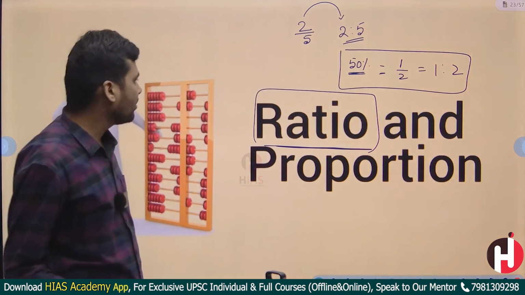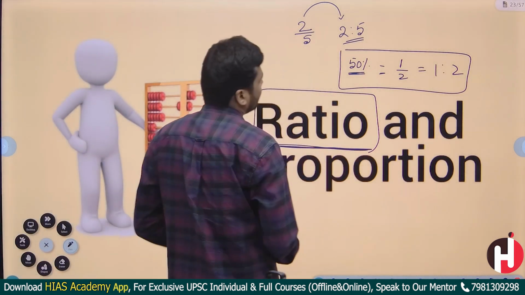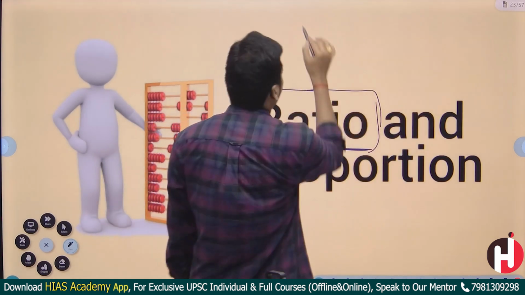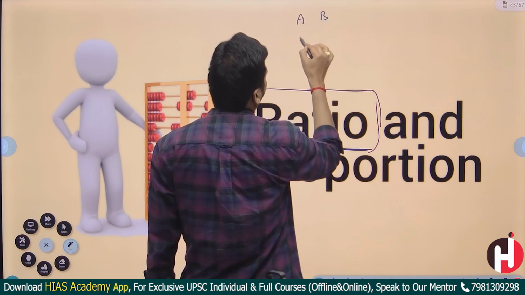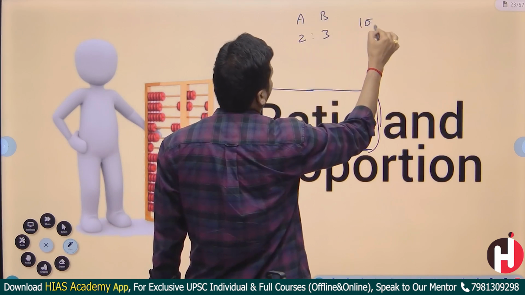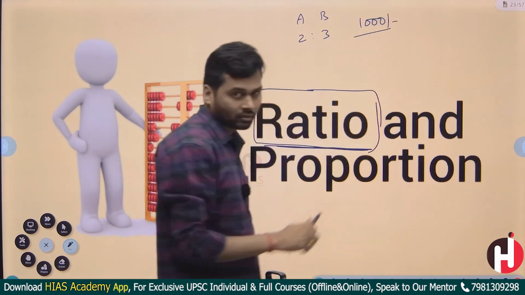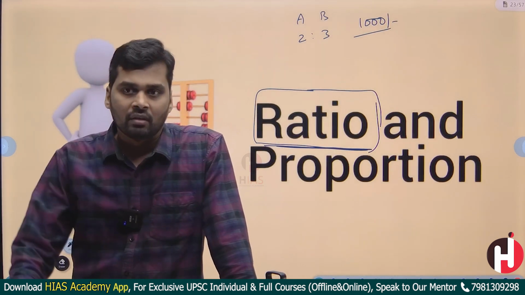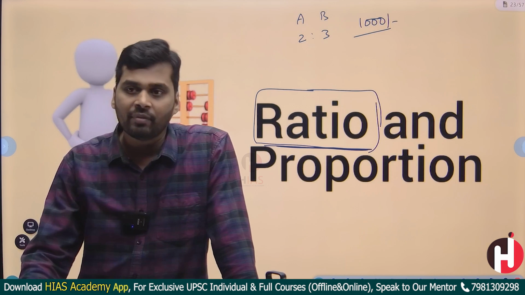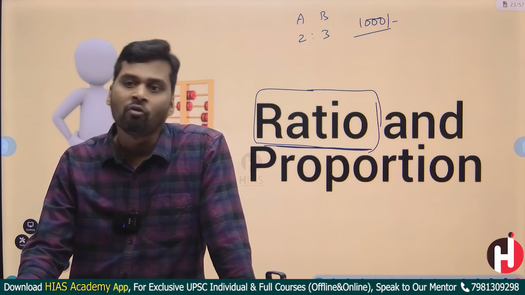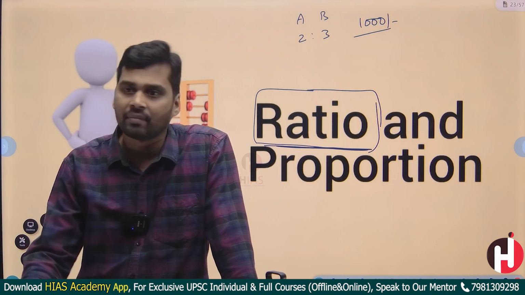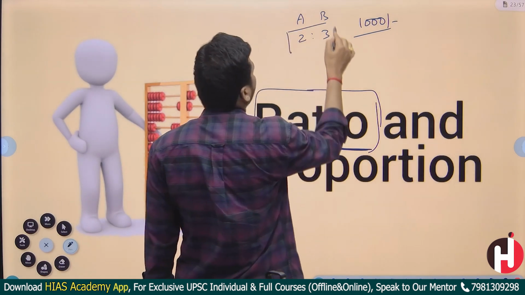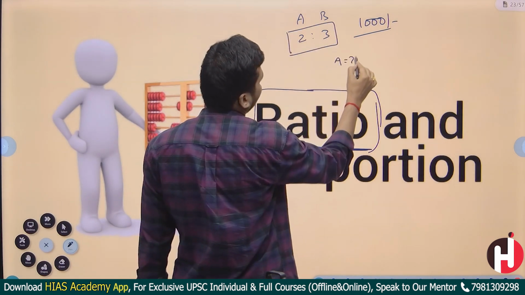Okay, so by the way, first we start from the ratios. Suppose A and B are two friends and they have 1,000 rupees with them. The ratio in which this amount is divided between A and B is 2:3. Then what is the amount taken by A and what is the amount taken by B? You understand? 1,000 rupees is distributed between two friends A and B in the ratio of 2:3. Then what is the share of A and what is the share of B?